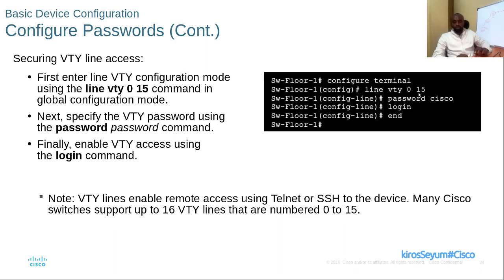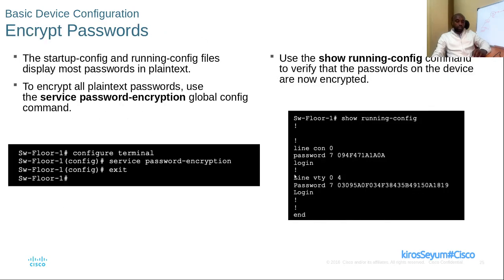That means if you want more lines, you can go up to 16. You can add more than that. So the password is Cisco for that line. Login is important. You initiate the process of password activation, so that when you start to connect, you have to authenticate. So line VTY is one for that kind of access.